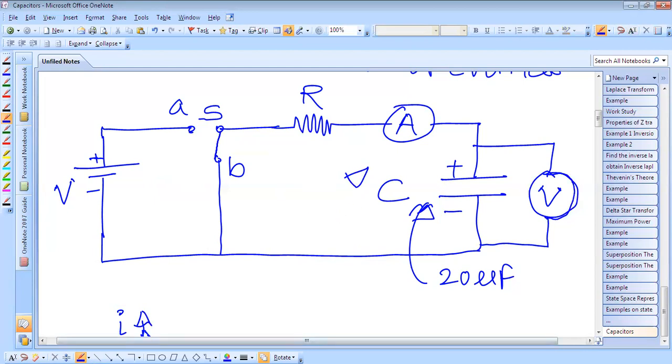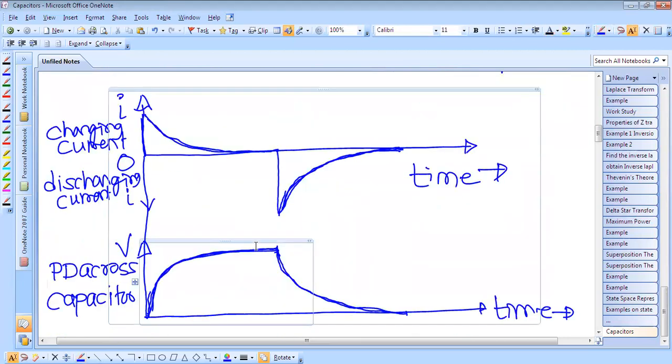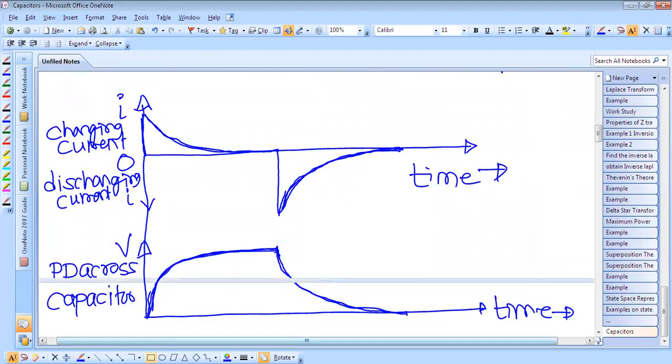Now the current will start flowing in the opposite direction. The current will flow through the ammeter in this direction like this. It means that the capacitor now starts discharging, and when it fully discharges, it will show zero charge across the capacitor. And this is about the charging and discharging of the circuit.